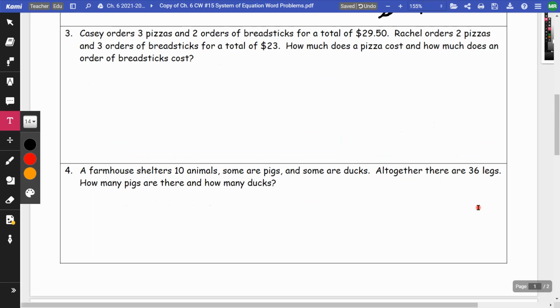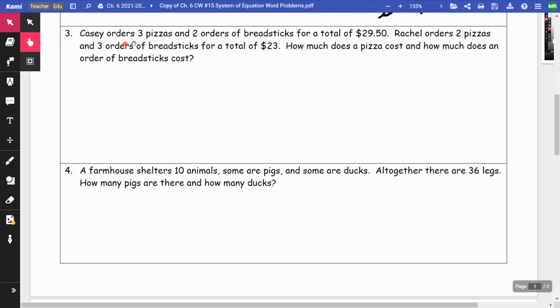On number 3, Casey orders 3 pizzas and 2 orders of breadsticks for a total of $29.50. Rachel orders 2 pizzas and 3 orders of breadsticks for a total of $23. How much does a pizza cost and how much does an order of breadsticks cost? So this is what my variables are going to be: the cost of a pizza and the cost of breadsticks.